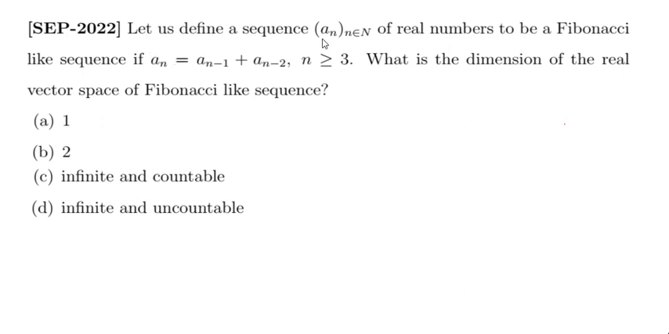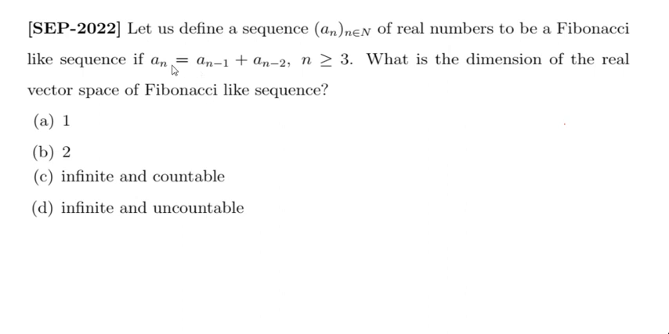Let us define a sequence a_n where n belongs to the natural numbers. A sequence of real numbers is said to be a Fibonacci-like sequence if a_n equals a_{n-1} plus a_{n-2}, where n is greater than or equal to 3. What is the dimension of the real vector space of Fibonacci-like sequences? The options are 1, 2, infinite and uncountable.